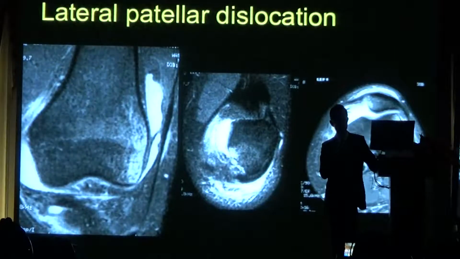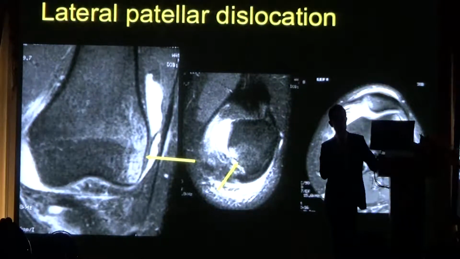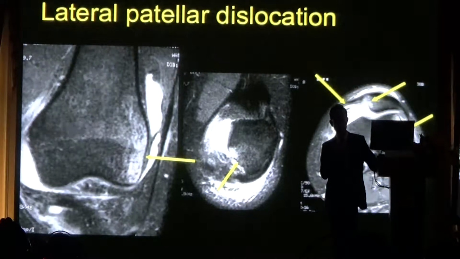And we know the classic MRI features of this. So there's your injured lateral femoral condyle, bone edema there. There's your microfracture of the patella. And on the axial images, you can see it's a kissing injury between these two areas with an injury of the medial retinaculum.